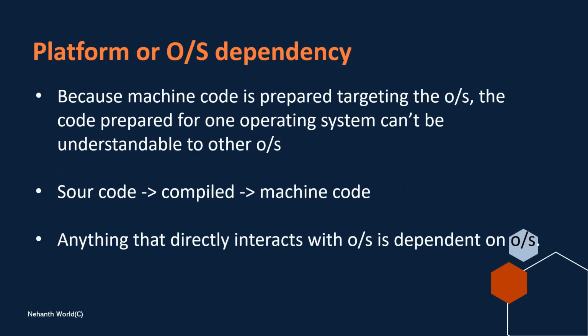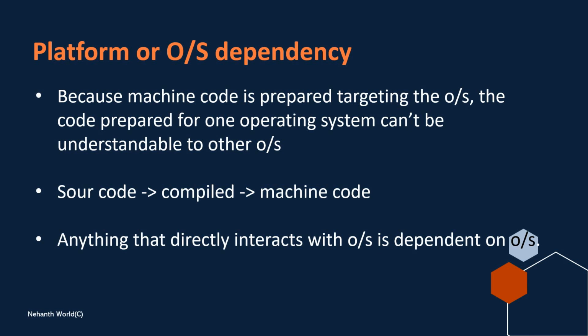Machine code is prepared targeting the operating system. So when you want to run a software on a particular operating system, you should generate a code which is understandable to that particular operating system. In that case, we can call that a machine code. The code prepared for one operating system cannot be understandable to another operating system.